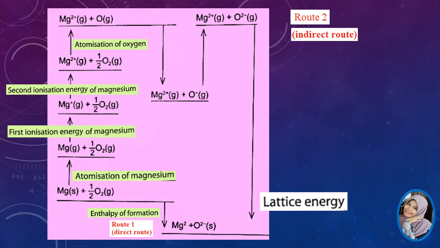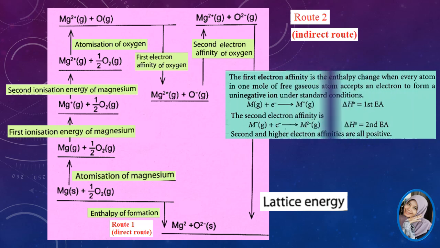Now we have the Born-Haber cycle for magnesium oxide. Guys, just focus on the first and second electron affinity of oxygen. You have learned that the first electron affinity is the enthalpy change when every atom in 1 mole of free gaseous atoms accepts an electron to form a uni-negative ion under standard conditions.